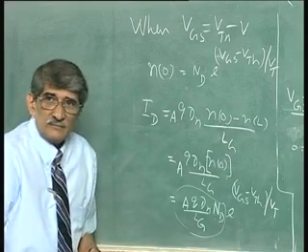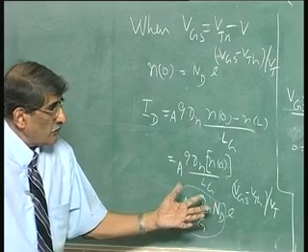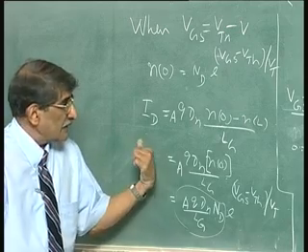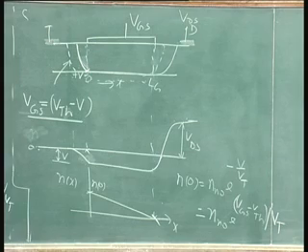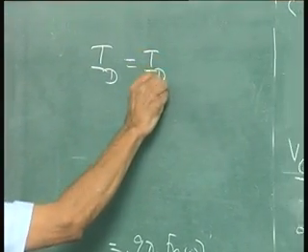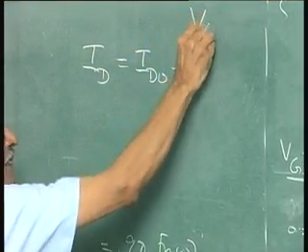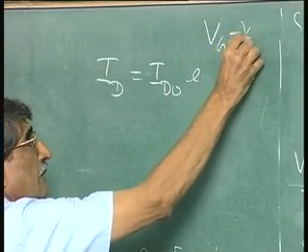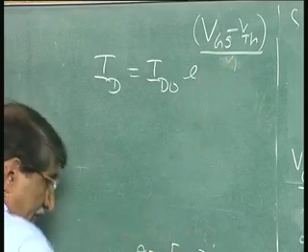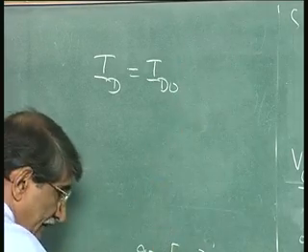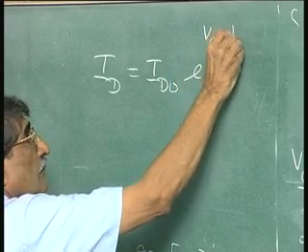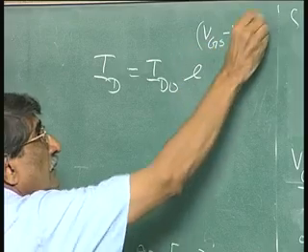From here, what is the change in voltage for 1 decade change in current? So, ultimately what we have got is I d is I d naught e to the power of (V G S minus V threshold) by V T. I am just getting cramped there. E to the power of (V G S minus V threshold) by V T.